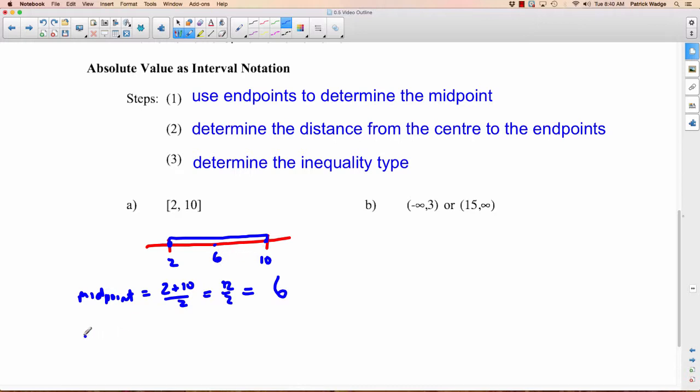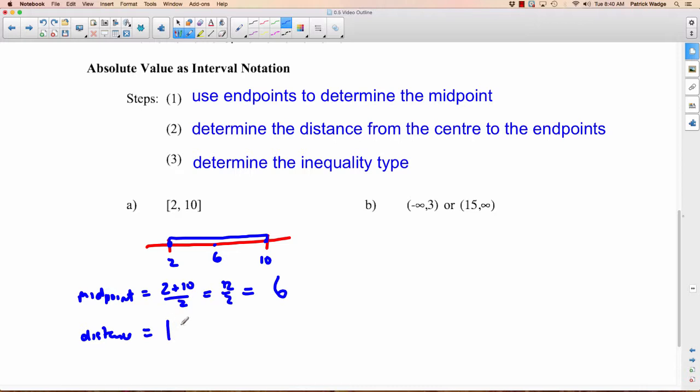Okay, the next thing I have to do is find the distance from the center, that's 6, from the midpoint, to either one of these. So, again, you could just look at it and go, well, from 2 to 6 is 4, and 6 to 10 is also 4. Or if you have trouble with that, the other way you can do it is you can take the absolute value, because our distance is going to be a positive value.